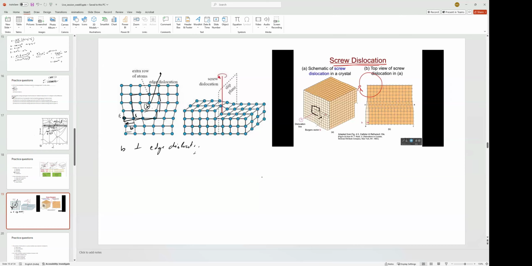So there's a gap between the start and end. This was on the surface and this is inside the material. There's a difference of one Burgers vector inside. So the Burgers vector is this way, and your screw dislocation is also this way. So these two are parallel to each other. So in a screw dislocation, the Burgers vector is parallel to the screw dislocation. Okay.